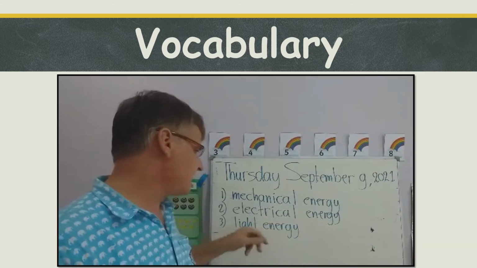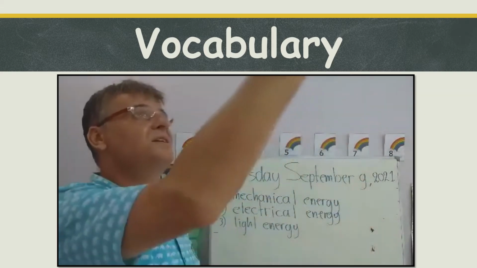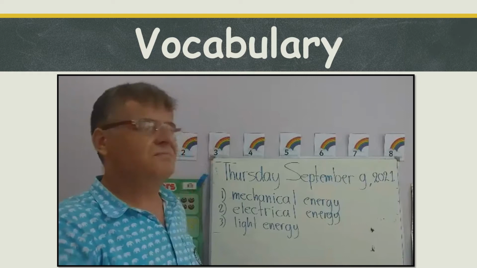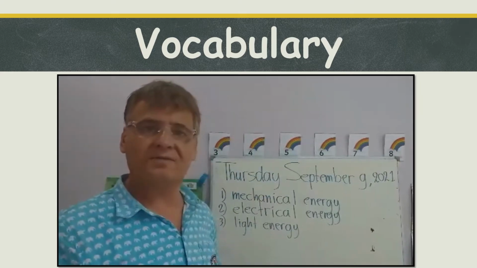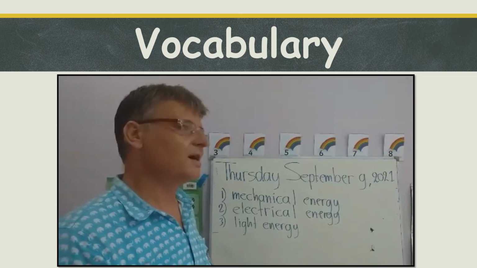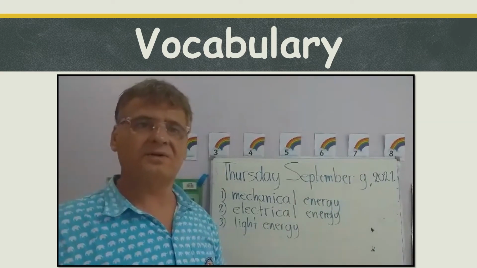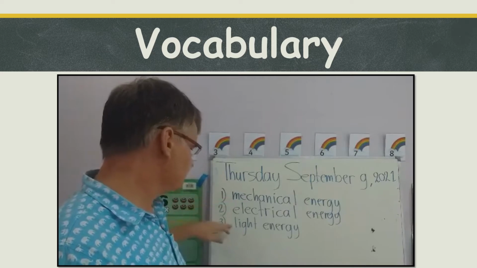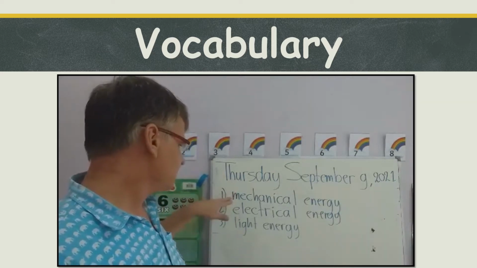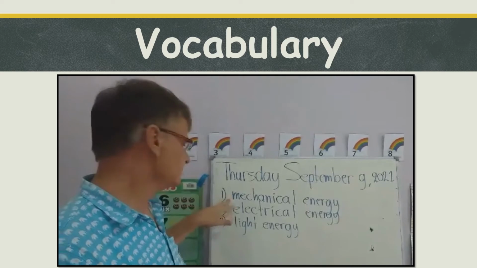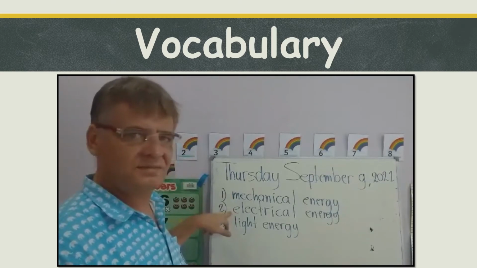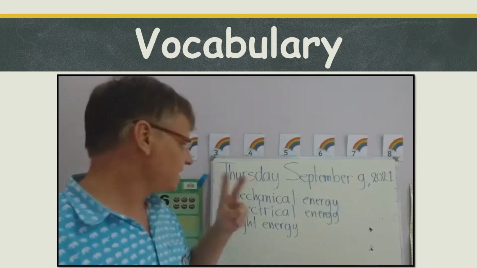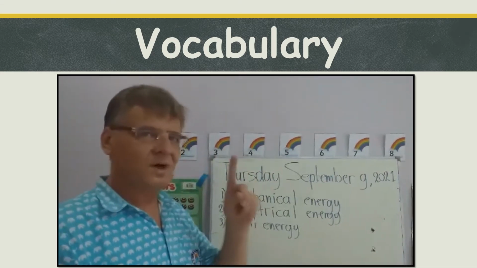Number 3, light energy. The energy that comes from light. So, light energy makes the things look bright around you, right? So when it's dark, light energy lights it up so you can see. So those are the first 3 new energy sources we will learn about today. Mechanical energy, electrical energy, light energy. Now let's look at 2 more energies and 1 vocabulary word.